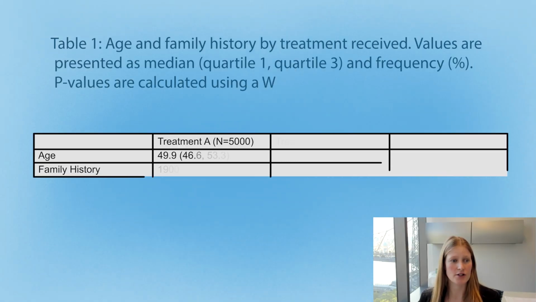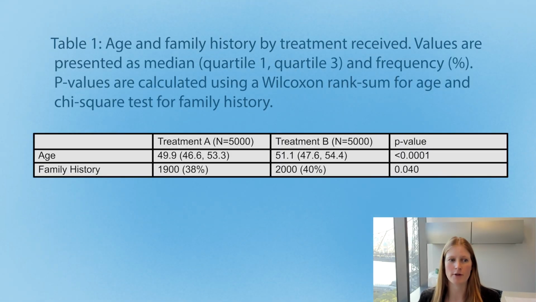Now, you said there were two components, right? You said there was inference and estimation. So when does estimation come into play? So estimation will always come into play. And I have a good example to illustrate why. So if we pull up table 1, we see a table that illustrates differences in age and family history by two different treatments. So we see here that both p-values are statistically significant.